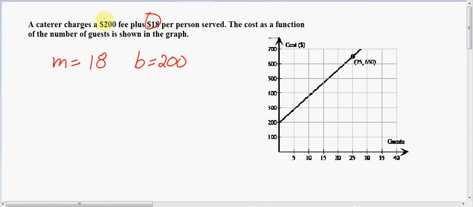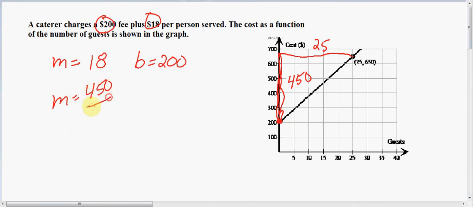I know that from looking at the problem, and I also know that because right here I can see that the line crosses the y-axis at 200. That's obviously 200 for the y-intercept. And if I wanted to get the slope, I could do a rise and a run. From 200 up to 650 is 450, and my run is 25. So if I wanted to get my slope off of my graph, I have 450 over 25, and that would give me 18 as well. So you can get your slope that way also.